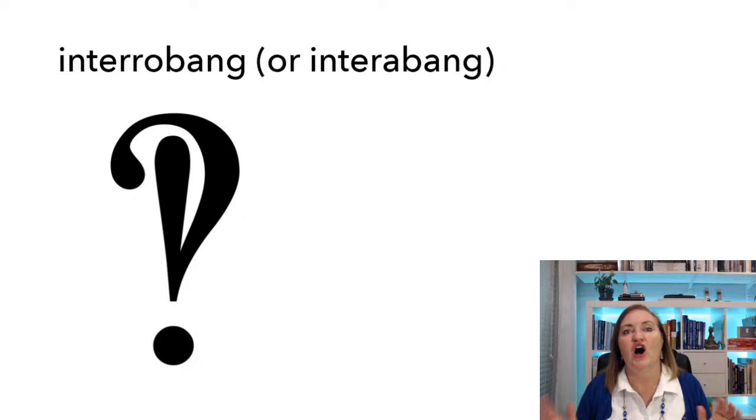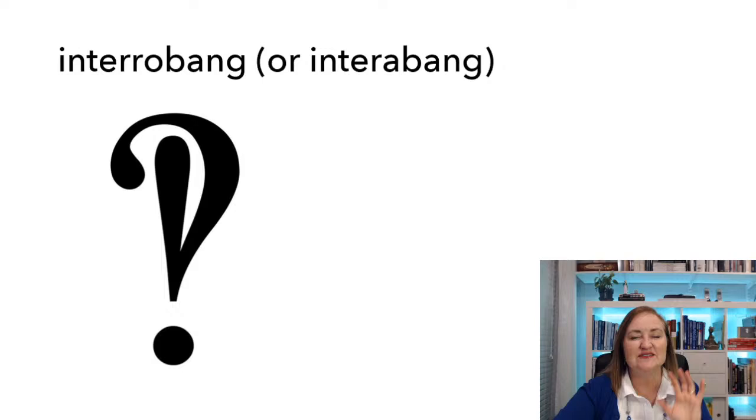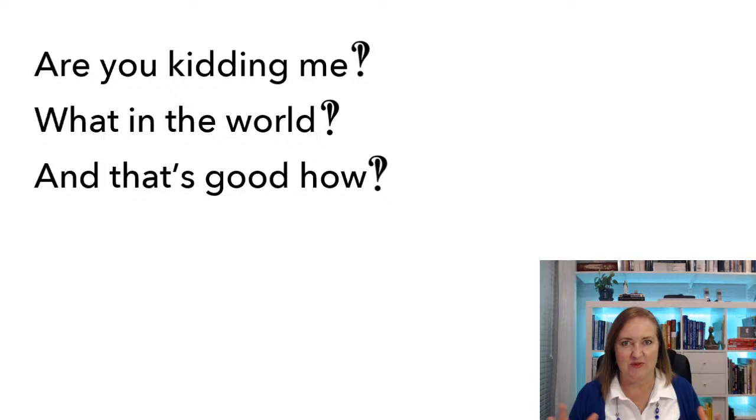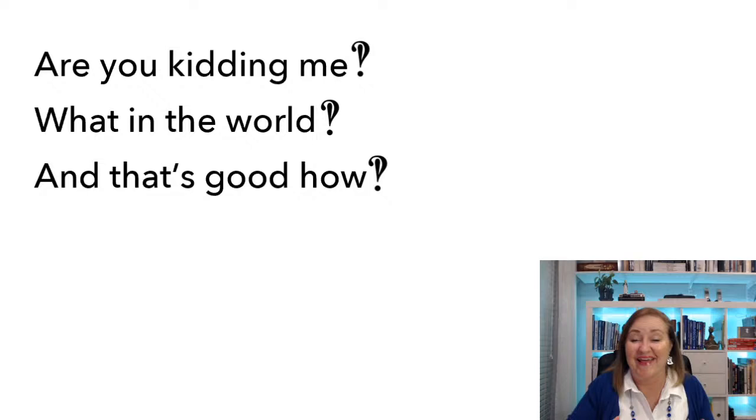But an interrobang is used when you are asking a question, but it's an exclamatory question, right? And sometimes you'll see people do a question mark and then an exclamation mark, but you can combine them. So you would say, are you kidding me? Or what in the world? Or, and that's good, how, right? All of those are sentences that could end in an exclamation mark, or a question mark. And so we use an interrobang. And I know, I want that on my keyboard too.